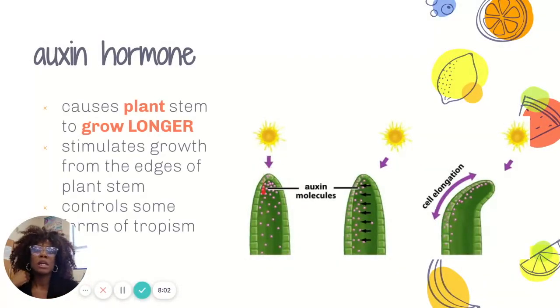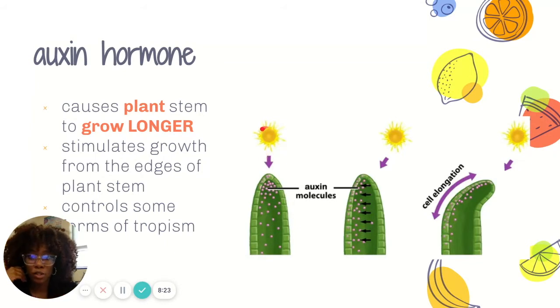So auxin hormones are these little molecules that stay at the end of a plant, right? And they're going to cause a plant to grow longer. It's going to stimulate growth from the edges of that plant. Auxin is actually how a lot of these tropisms occur. Auxin goes towards that stimulus and it causes the plant to grow in the direction of that stimulus, okay?